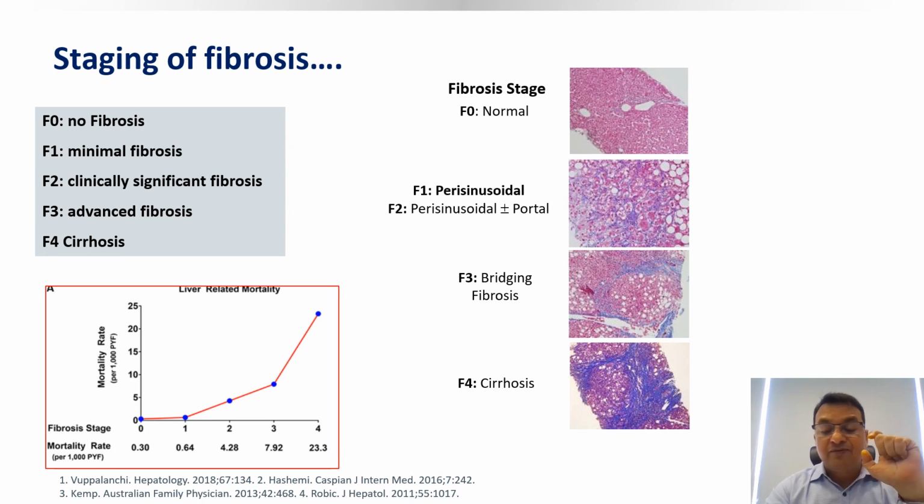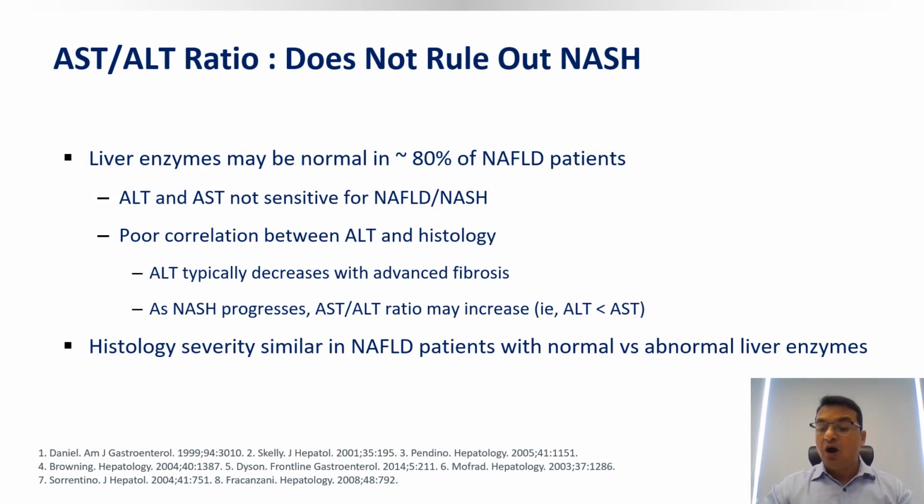That's why in our clinical practice, it is very important for us to rule out the presence of F2, that is clinically significant fibrosis, F3, that is advanced fibrosis, and F4, that is cirrhosis. So how should we grade?